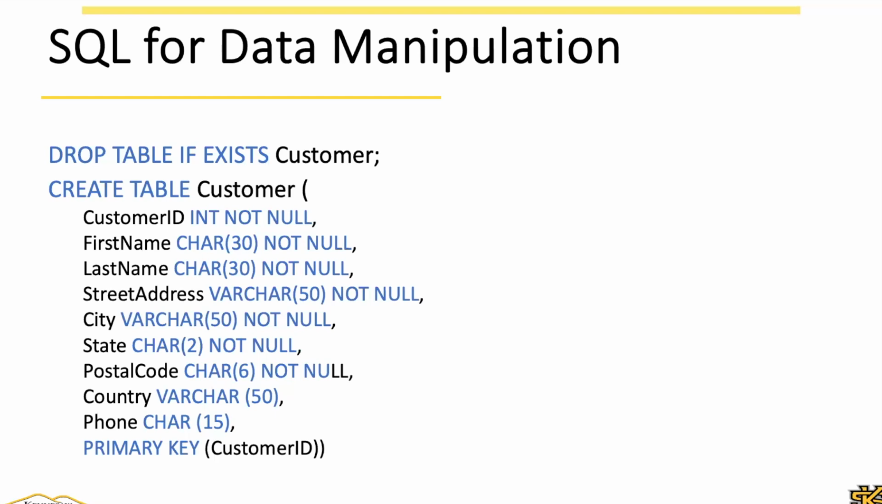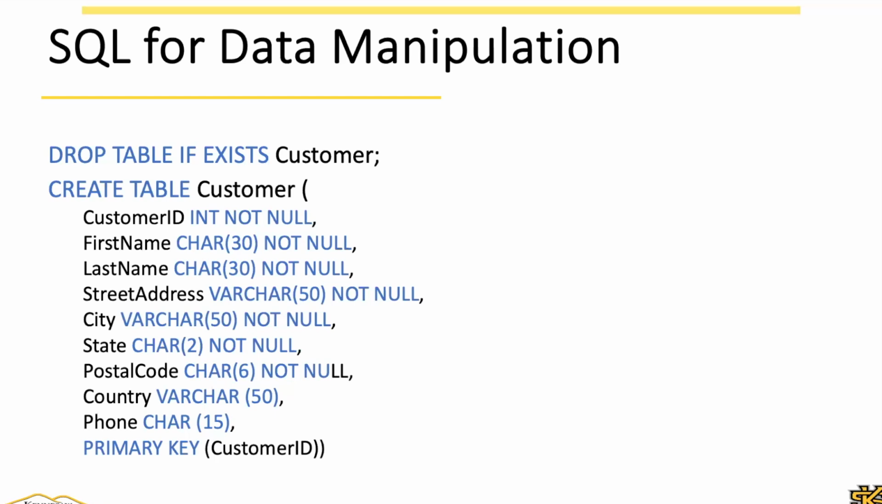Here is an example of SQL code to create a customer table. We start with the DROP TABLE IF EXISTS. This is useful when you are working with a database that has already been implemented and you want to make sure that you are creating a fresh table. However, before dropping a table, you should always back up your data to avoid losing valuable information.